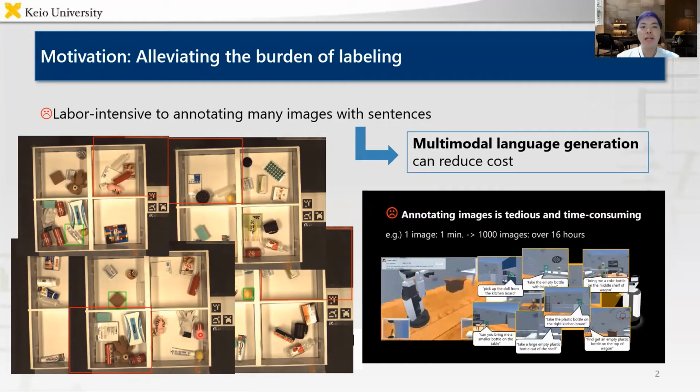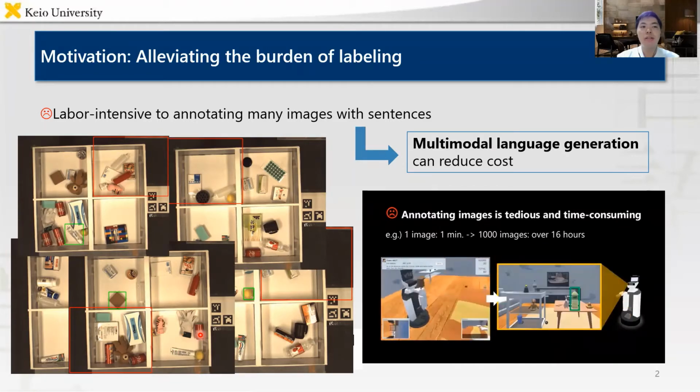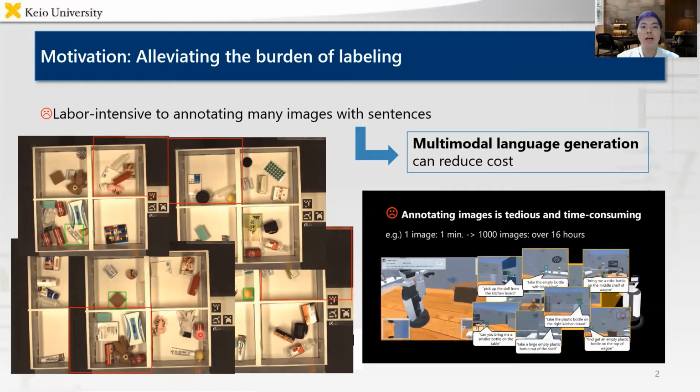Even assuming that it only takes 1 minute to annotate an image, it will take 16 hours to annotate 1,000 images. Thus, it is not only tedious, but also costly to annotate instructions to large multimodal corpora. Against this background, multimodal language generation can reduce the cost for creating large multimodal corpora. Next, I'll be showing you some related works.